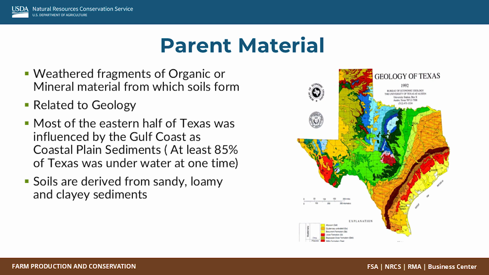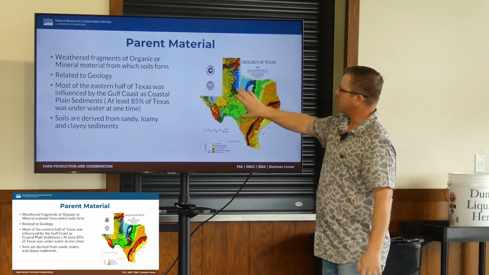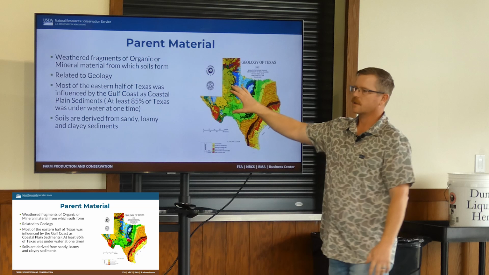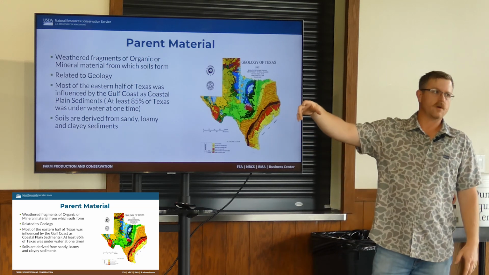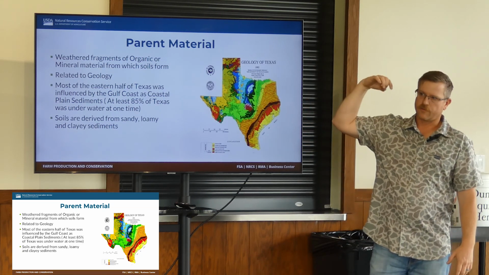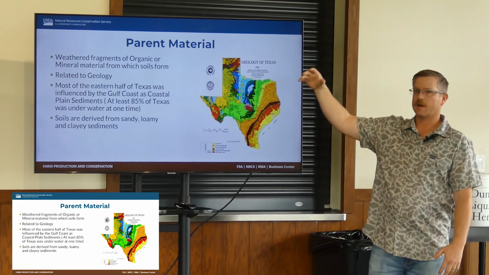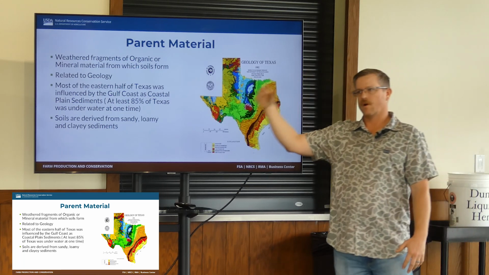Which brings us to the parent material again. This is the alluvium quaternary. This is the area that we're in. Soils are derived from the sandy, loamy, and clay sediments. So that's kind of back a couple slides where I was talking about sandstone. So out in this part of western Texas, we get a lot of sandstone, a lot of wind erosion. So a lot of those soils are aeolian deposits. So it's sandstone that's eroded.